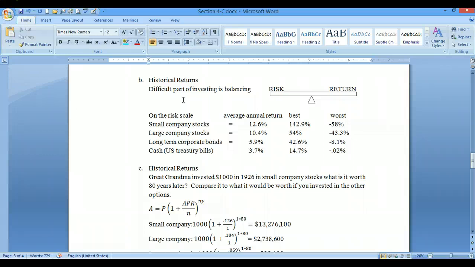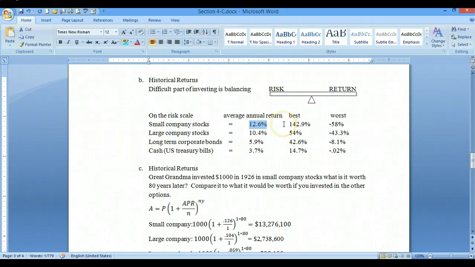On the risk scale, we start at the top, being small company stocks are the highest in risk. Large company stocks are next, then long-term corporate bonds, and the least on the risk scale is investing just cash, U.S. Treasury bills. And the average annual return for small company stock is about 12.6%.